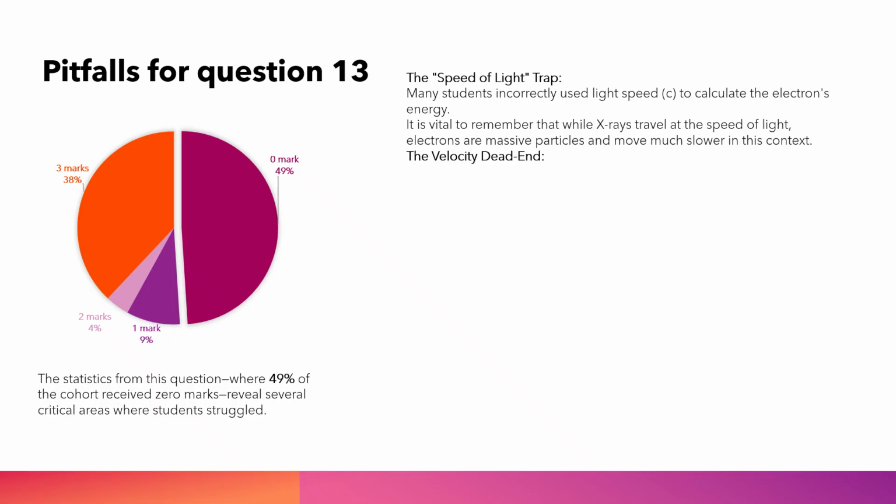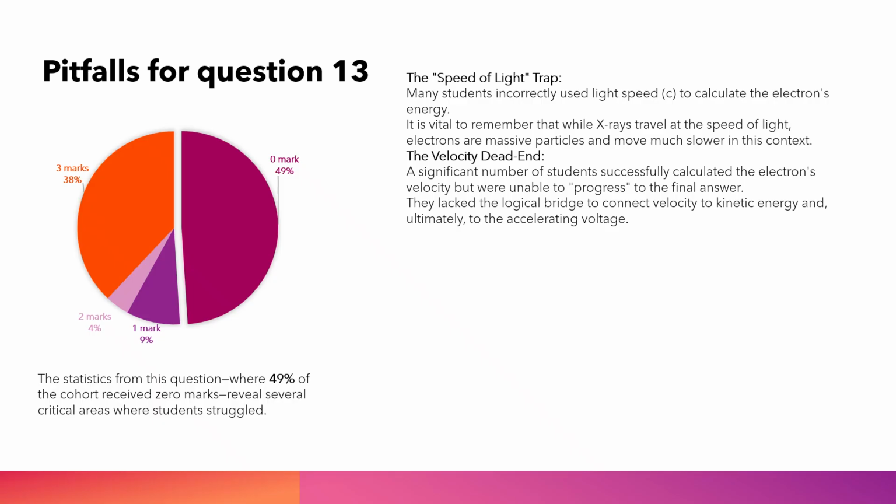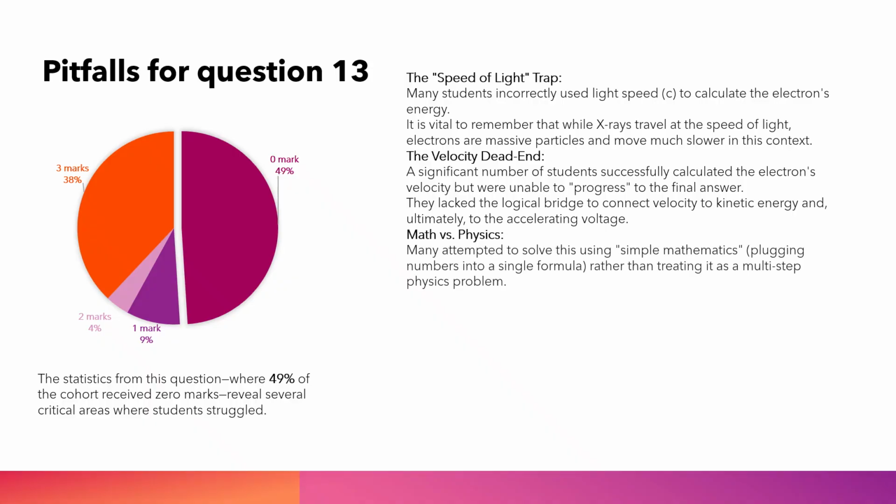The velocity dead end. A significant number of students successfully calculated the electron's velocity, but were unable to progress to the final answer. They lacked the logical bridge to connect velocity to kinetic energy, and ultimately, to the accelerating voltage. Math versus physics. Many attempted to solve this using simple mathematics, plugging numbers into a single formula, rather than treating it as a multi-step physics problem.